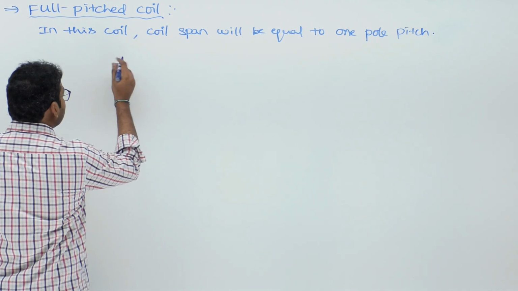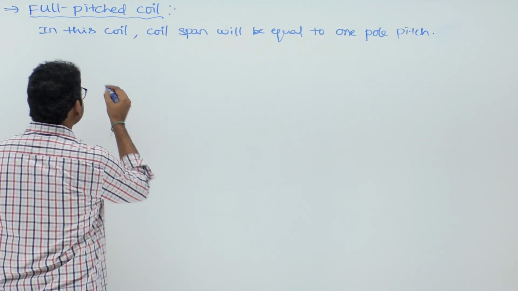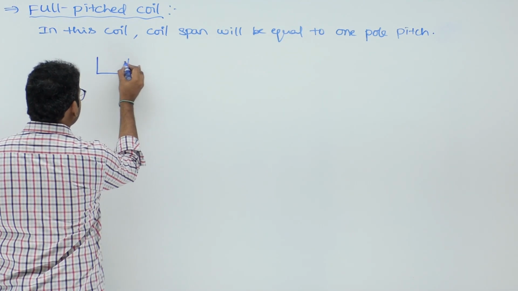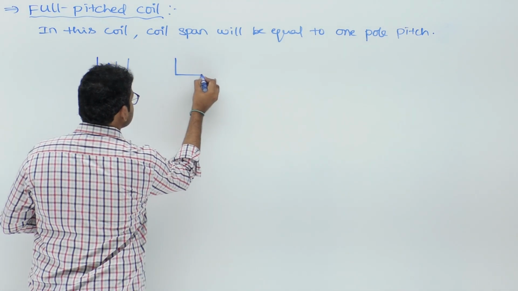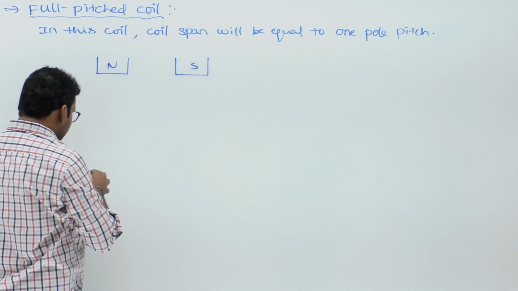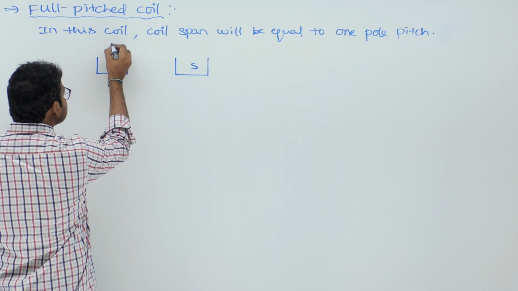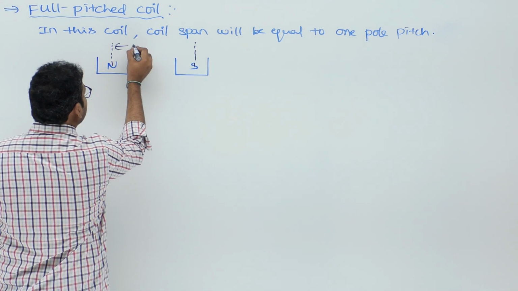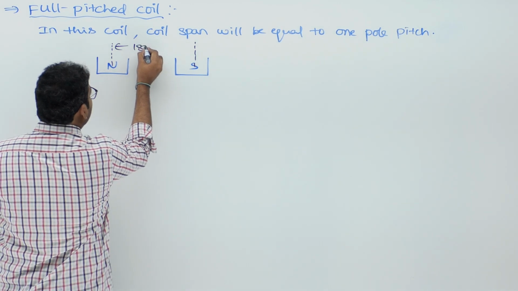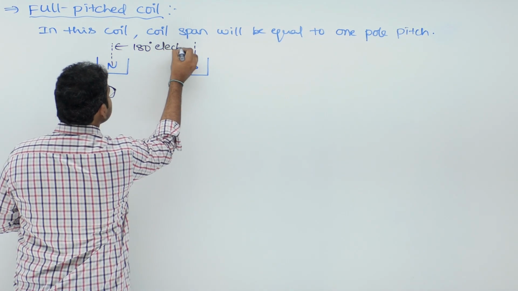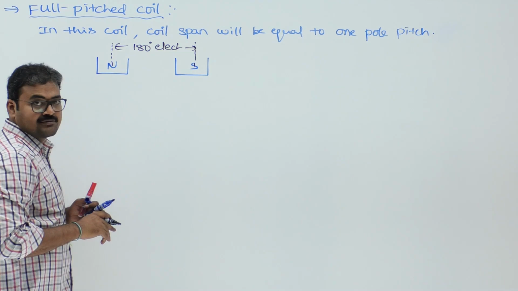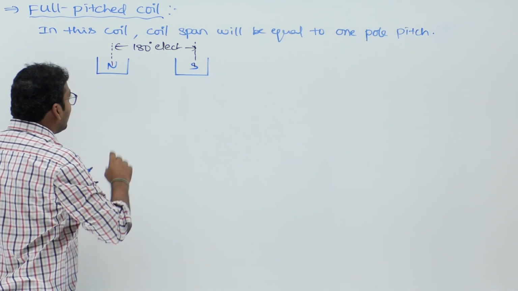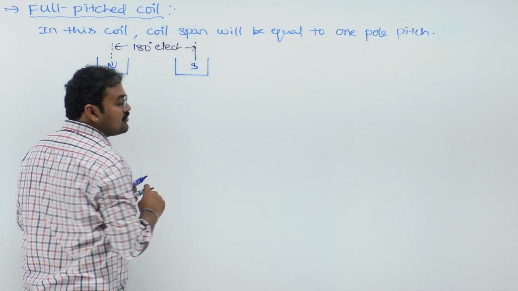Suppose let us assume a machine is having two poles. We have a north pole here and we have a south pole here. Now tell me what is the angle or distance from this north pole to south pole. This is called one pole pitch. And one pole pitch is always equal to 180 degrees electrical. Now, a coil span is also equal to one pole pitch.